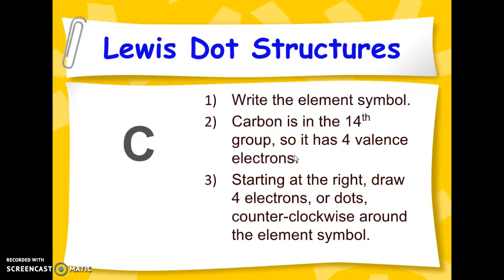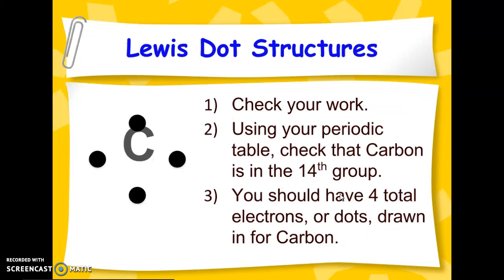Just like we did with Bohr diagrams, we're going to start at the right and move counterclockwise. So 1, 2, 3, 4. You'll notice that these dots are not perfectly around the chemical symbol. They're kind of shifted. Google Slides did that. I'm not sure why it did that. I apologize. But it should be around the chemical symbol. So again, carbon's in the 14th group. It should have 4 valence electrons, so you should have 4 dots or X's or something drawn total.